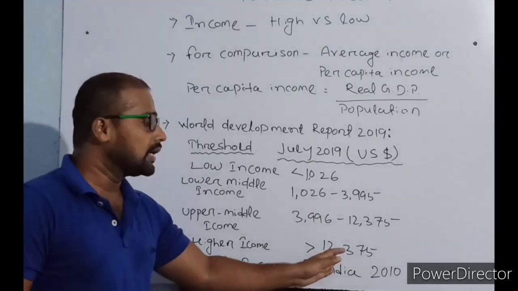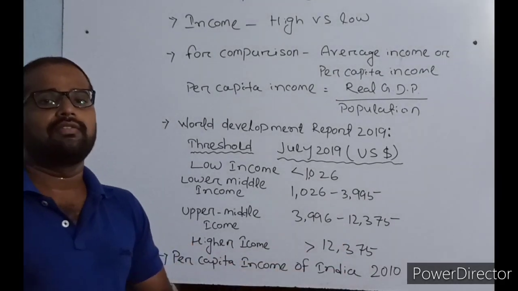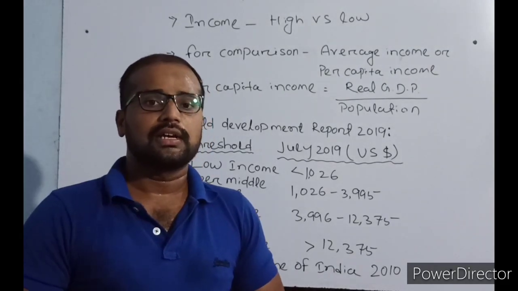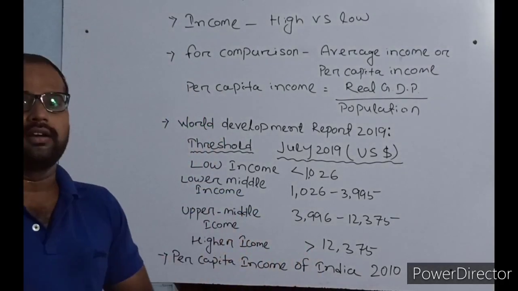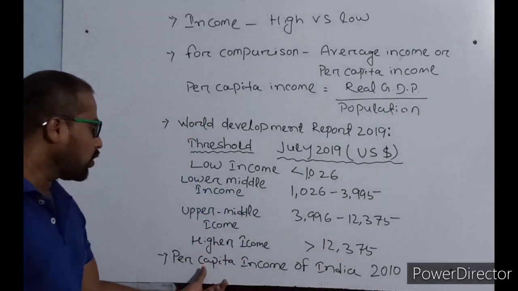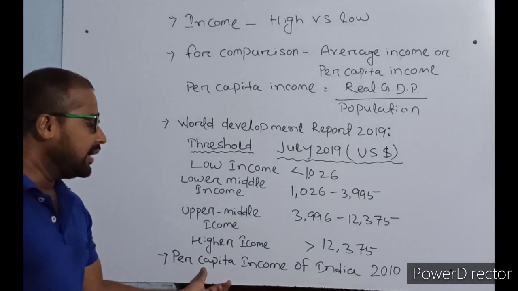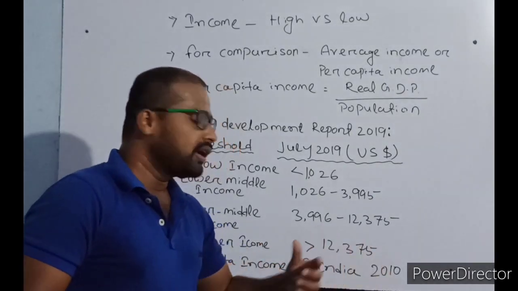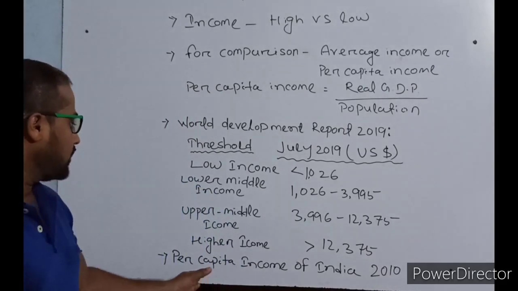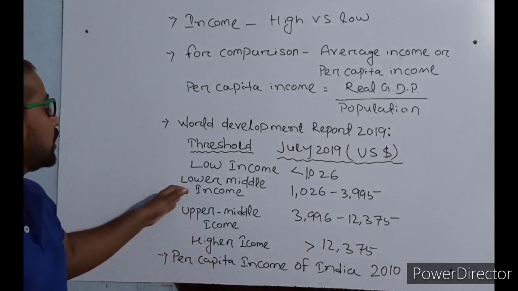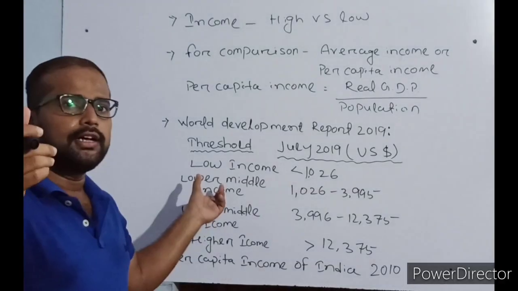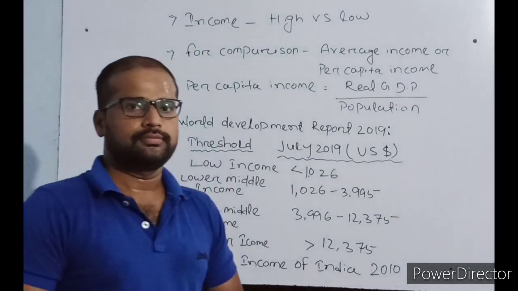And the higher income group means those whose per capita income is more than 12,375 US dollars, meaning countries like Great Britain and USA come under the higher income group, or they are called developed nations. India's per capita income is 2010 US dollars, and so India comes under the lower middle income group.